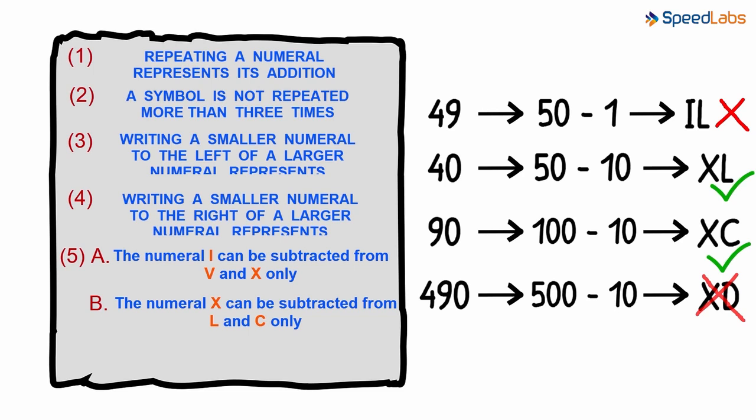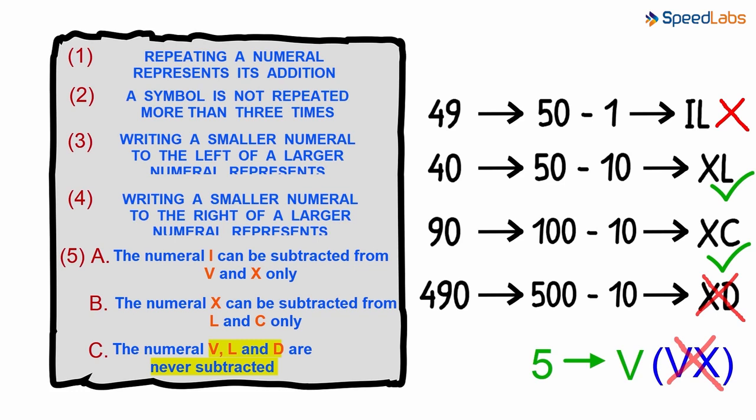So let us move ahead with the third and the final part of this rule. The numerals 5, 50, 500 are never written to the left of any greater numbers. Yes, it means they're never subtracted. Let us understand what it means. Remember, we write the numeral 5 like this and not like this. It's because the rule says that the numeral 5 can never be subtracted. This cannot be assumed to be 5 as it's violating the rule.